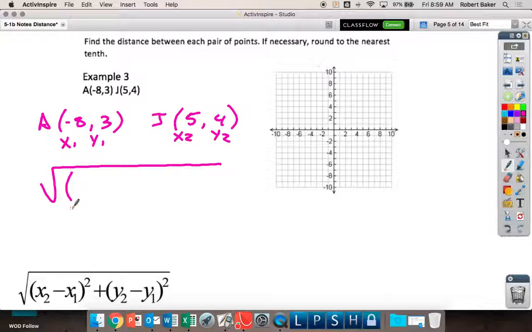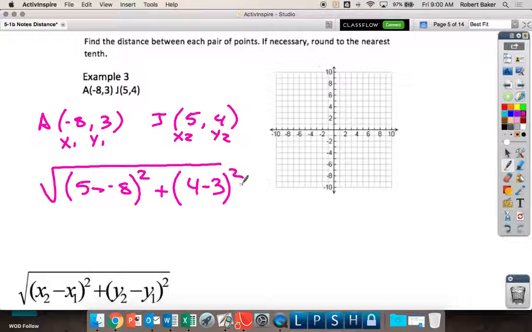Square root with negative 5, 25, minus negative 8, squared, plus 4 minus 3, squared.